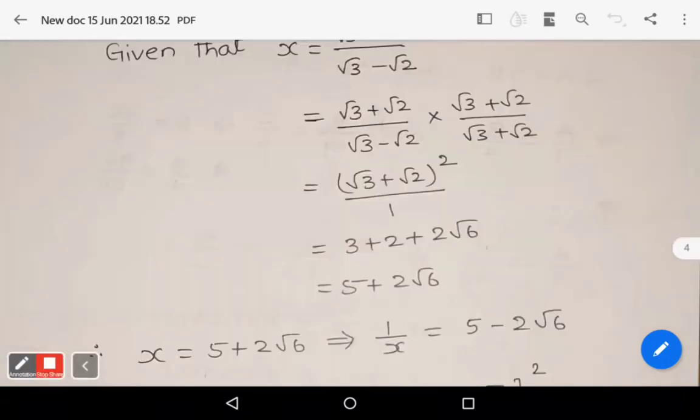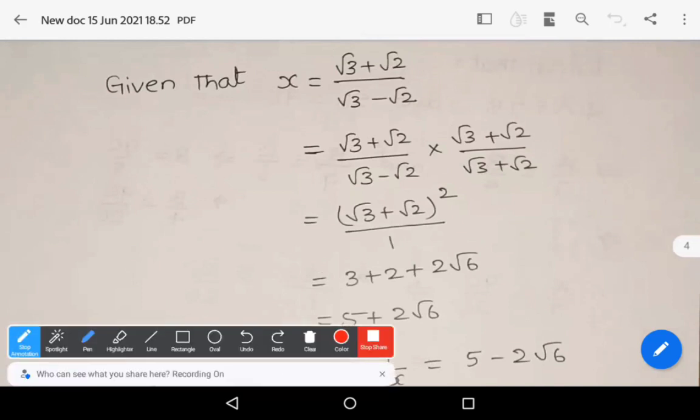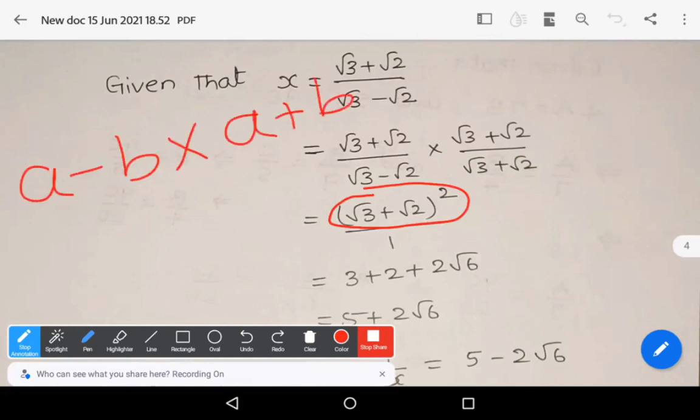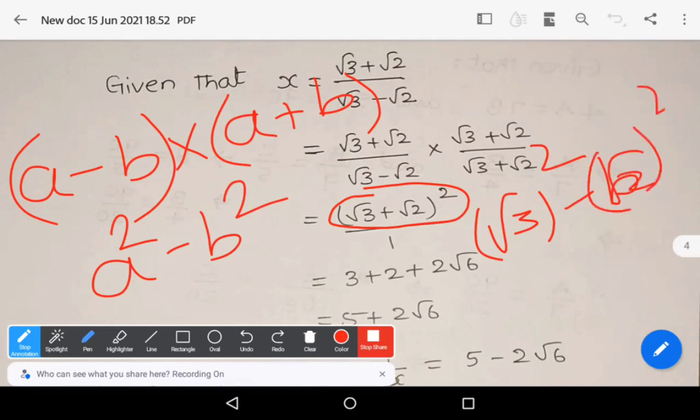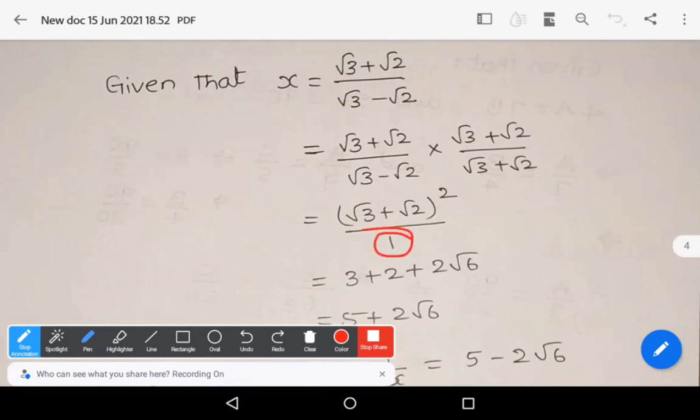Rationalize the denominator. So you have to multiply that fraction with root 3 plus root 2 into root 3 plus root 2. The numerator becomes root 3 plus root 2 whole square. The denominator is nothing but a minus b into a plus b, you get a square minus b square. What is a square? Root 3 whole square. What is b square? Root 2 whole square. Root 3 whole square minus root 2 whole square, you get 1.